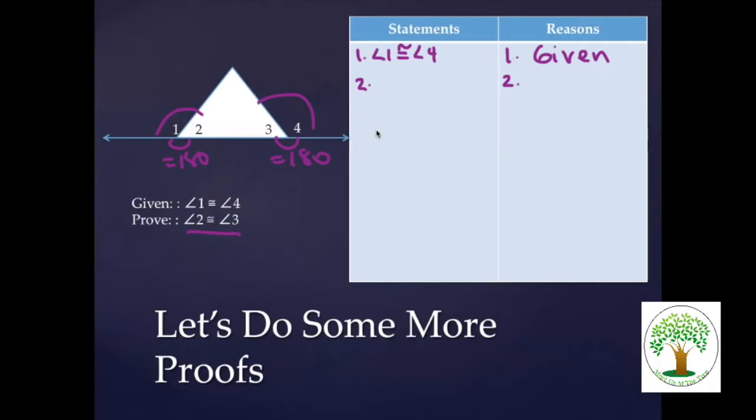So we're going to say supplementary instead of equal 180. Angle 1 and angle 2 are supplementary. And you don't have to write the R, you can just do sub. Angle 3 and angle 4 are supplementary.